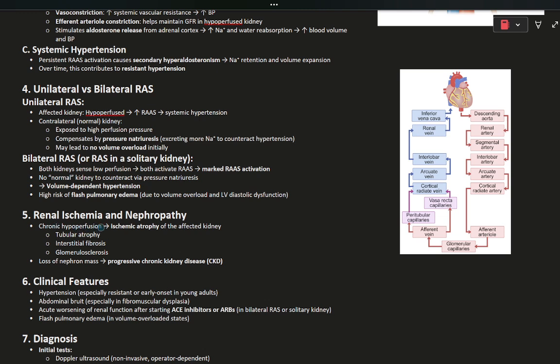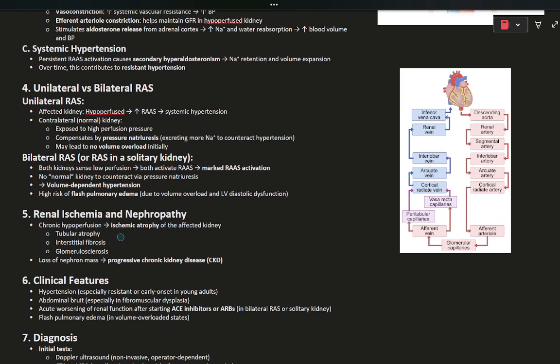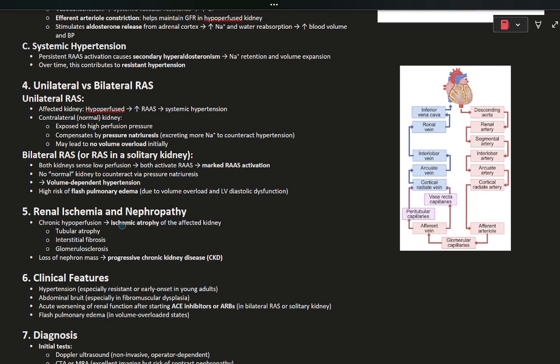Perfusion due to renal artery stenosis can lead to ischemic atrophy of the affected kidney. Ischemia simply refers to reduced flow of oxygen to the target site, and it's referring to the fact that a tissue can be vulnerable to damage due to lack of oxygen supply that would normally be carried in the blood.